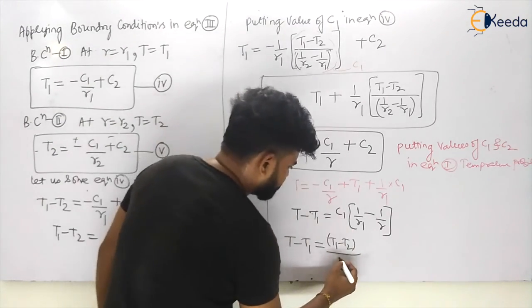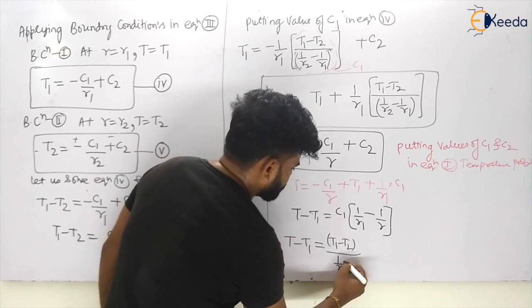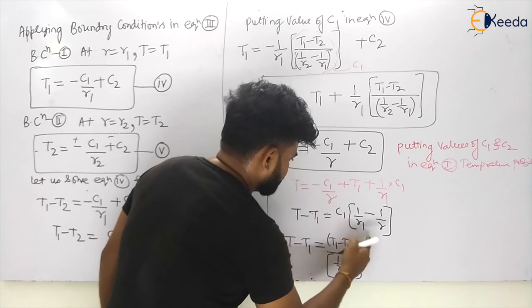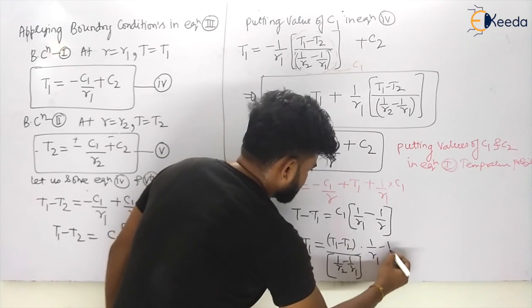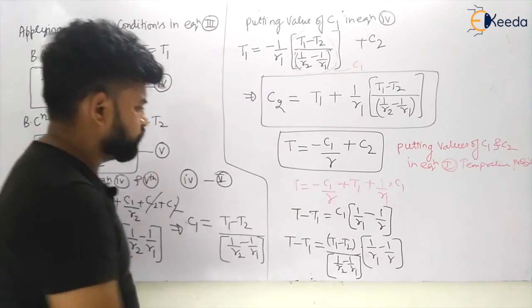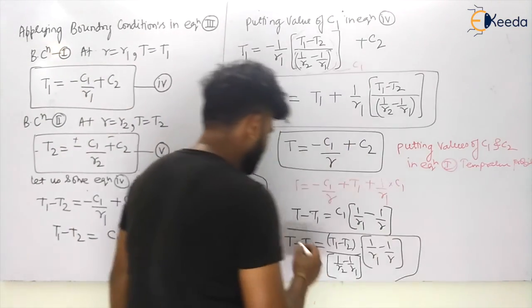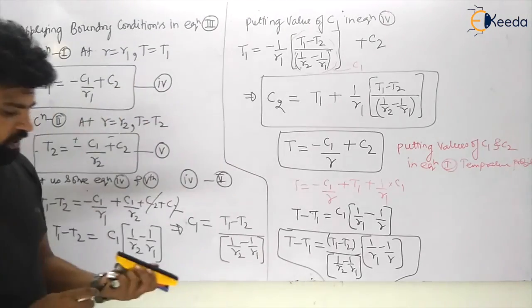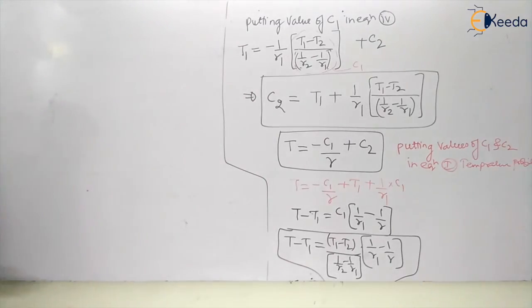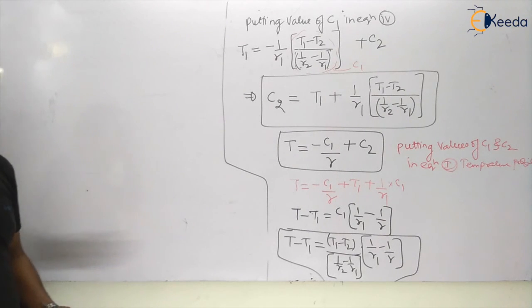1 upon R2 minus 1 upon R1. Okay, and again there is some value. This is 1 upon R1 minus 1 upon R. So this is your final equation. Let us simplify it more. So now this will become equal to how much? Let us see. So by this equation we can calculate the temperature profile at any value, my dear students.